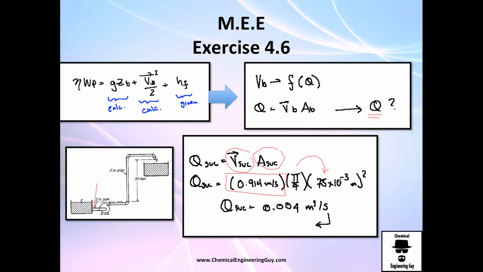75 millimeters. We are using meters, so let's change that to meters. It's only 10 to the minus 3. All this to the second power, multiply every concept, and we get the volumetric flow rate in the suction. Okay, we got this Q, but recall that this is incompressible flow, so the volumetric flow rate is constant everywhere in the pipe. So we got our beautiful Q right here. Let's calculate this.